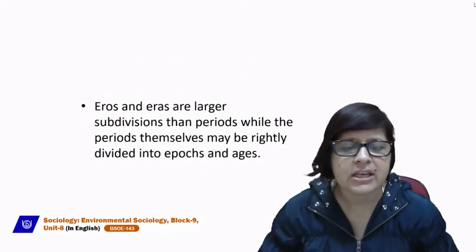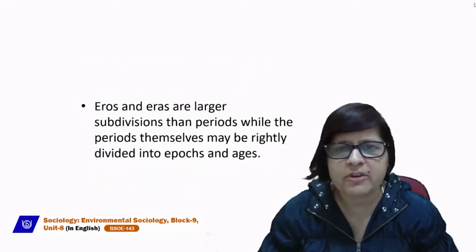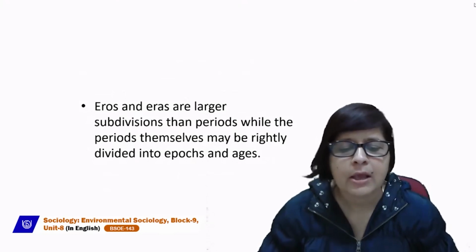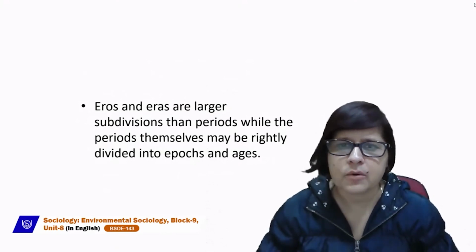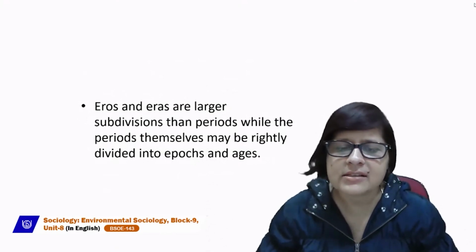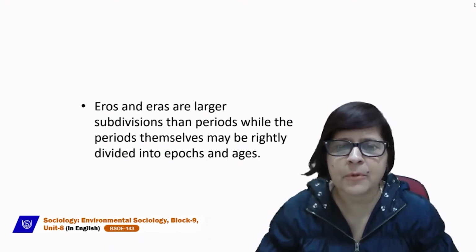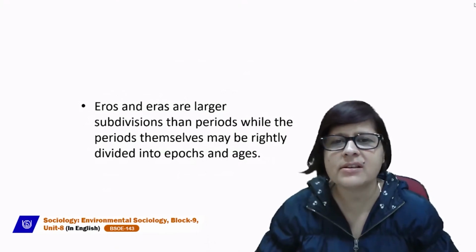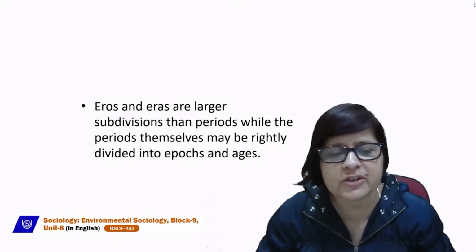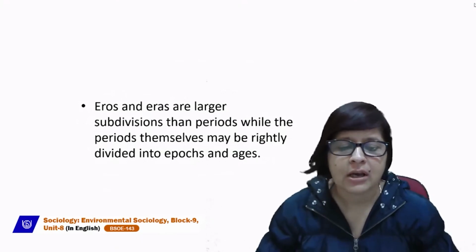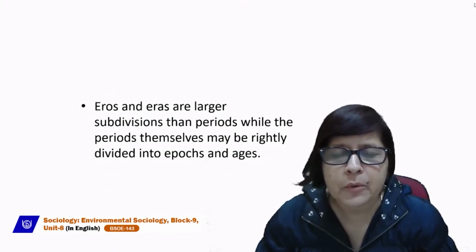Eras are larger subdivisions than periods, while periods themselves may be further divided into epochs and ages. So eons, then eras, then periods, then epochs and ages. The era is larger than the period, and the period is further divided into ages.